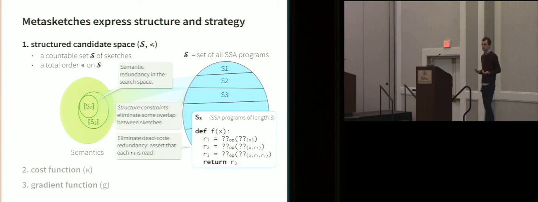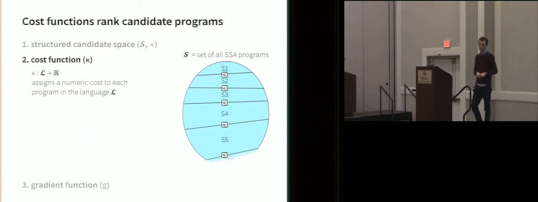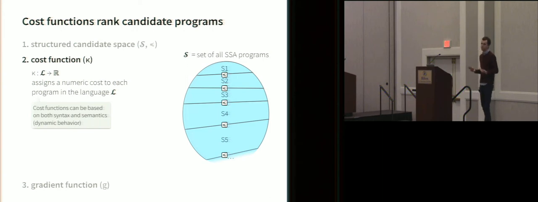The second part of a metasketch is the cost function. And the cost function does exactly what you expect it to do. It just assigns a numeric cost to every program in the space. Now, the kinds of cost functions that metasketches can use are quite general. So you can provide either a simple static cost function that just reasons about program syntax, say the length of a program, or the kinds of instructions it contains. But you can also provide some quite complex dynamic cost functions that reason about the semantics of the program, execute the program inside the solver, and reason about its outputs. There's a couple of restrictions on how this works I'm not going to talk about, but we'll see some examples later on of complex cost functions.